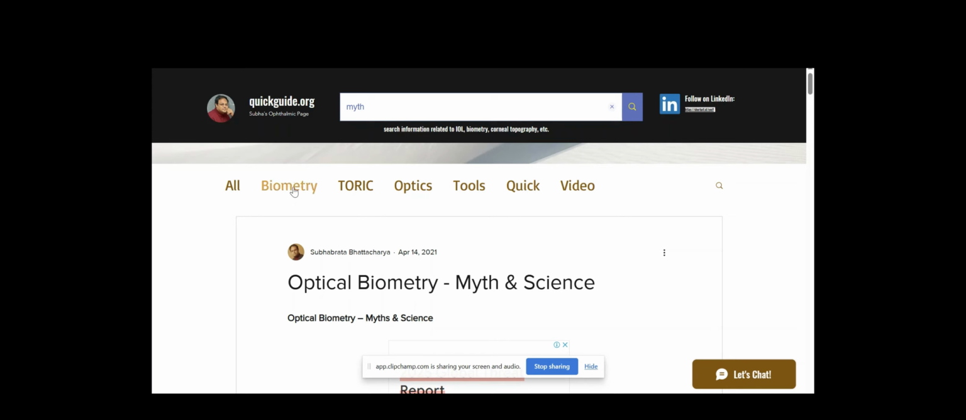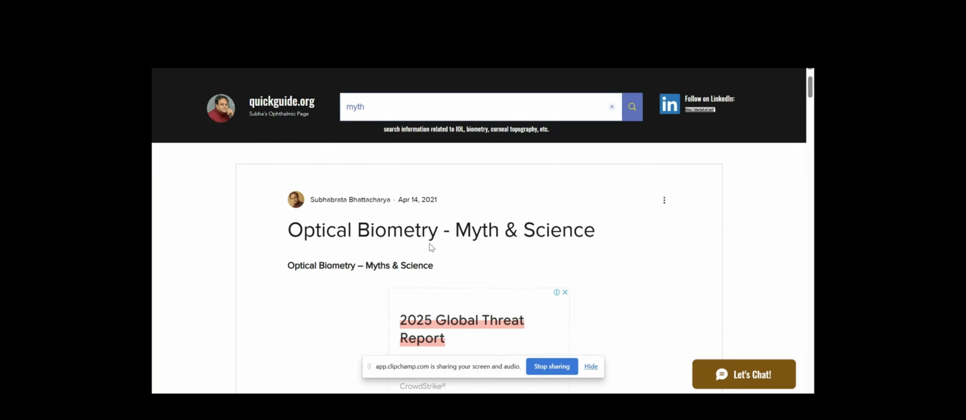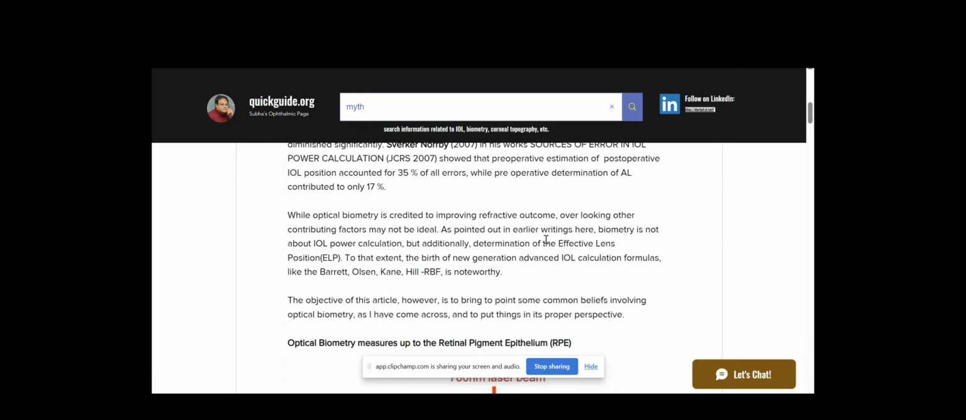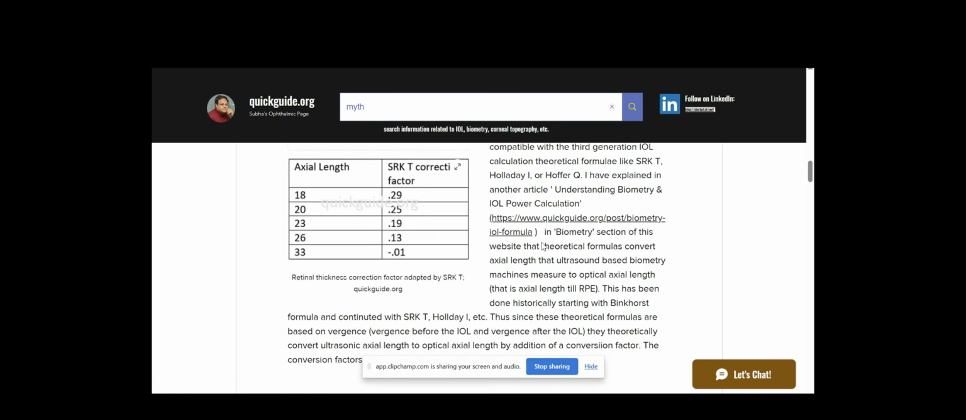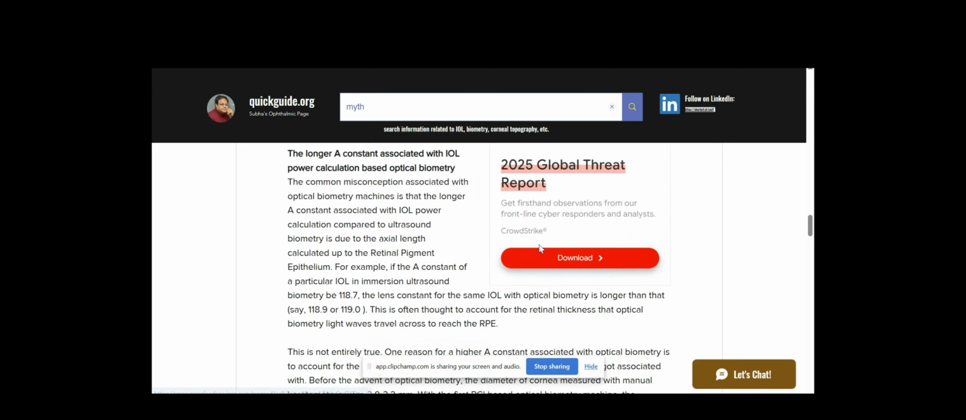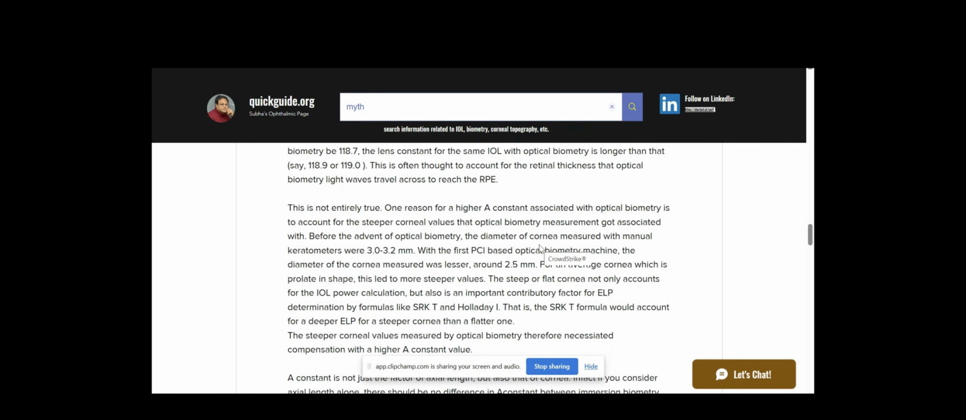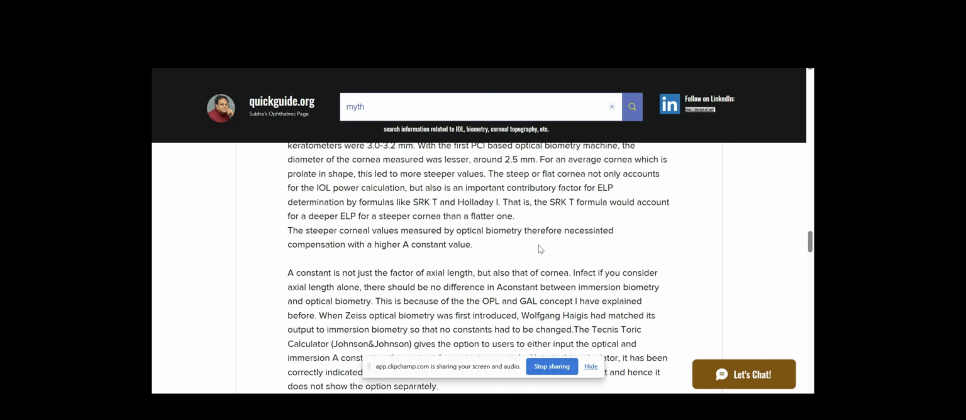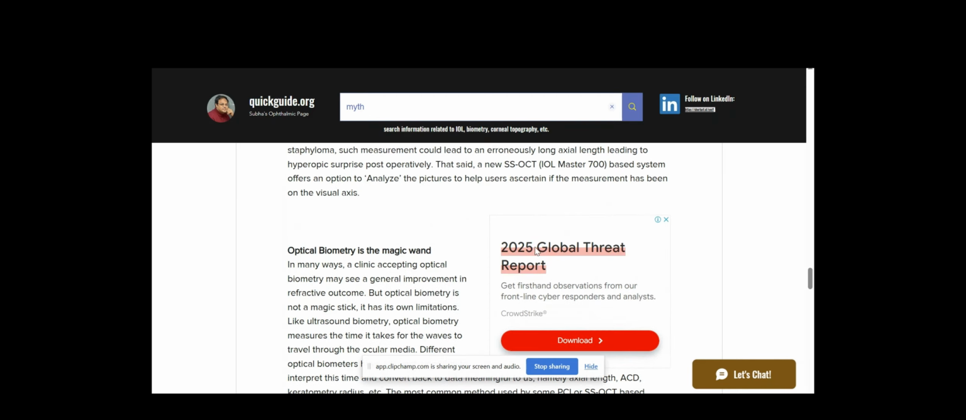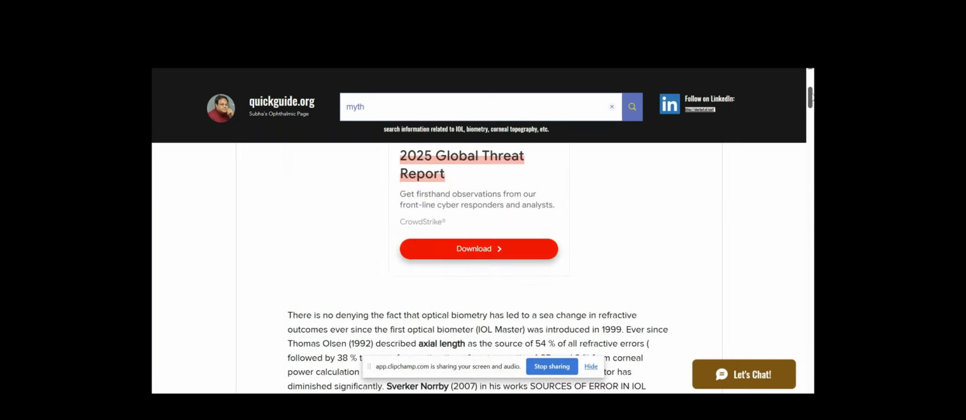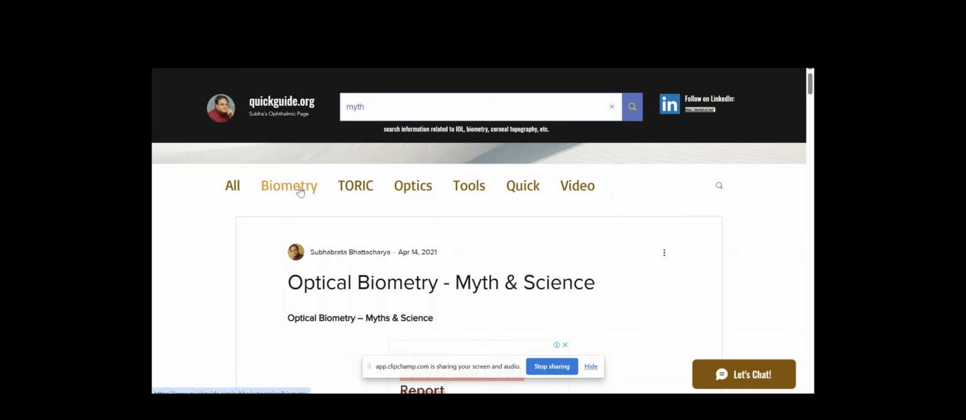In my blog, in the biometry section, you will get a series of articles over here. One of that is the optical biometry myth and science. And here if you go through this article, you will understand the justifications and some of the myths that go around the optical biometry and what you could do to improve your refractive outcomes with optical biometry. So there are also other articles over here in this biometry section. I think you will find it useful.